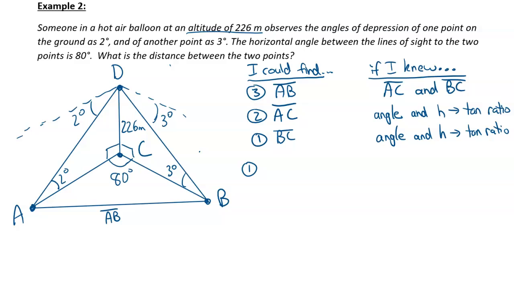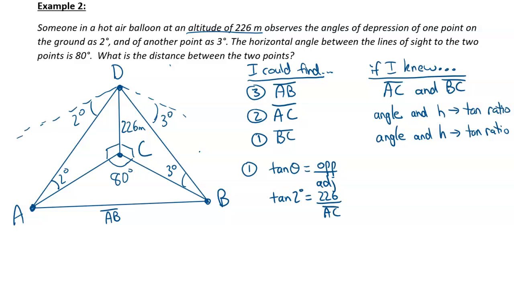So step number 1, I know that tan of theta, I'm just going to write out the general form here quickly first, is opposite over adjacent. So tan of the 2 degree angle is going to be equal to 226 meters. That's the opposite, the height. And the adjacent side to the 2 degree angle is length AC.